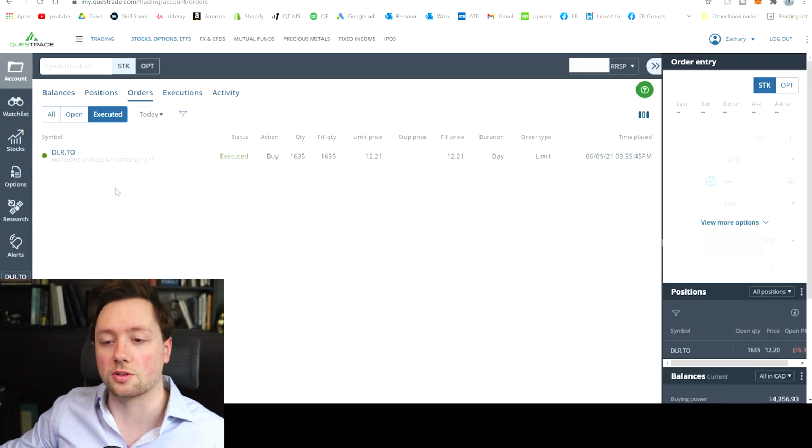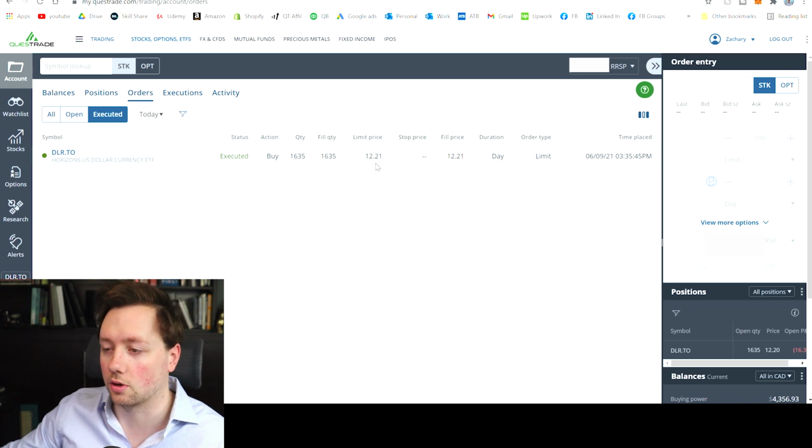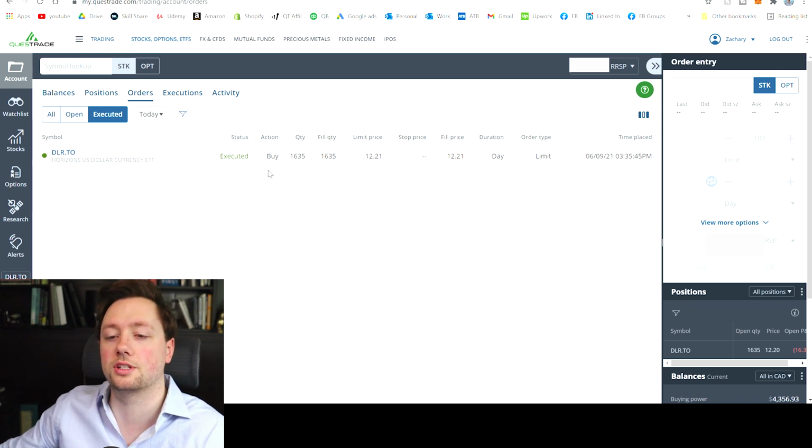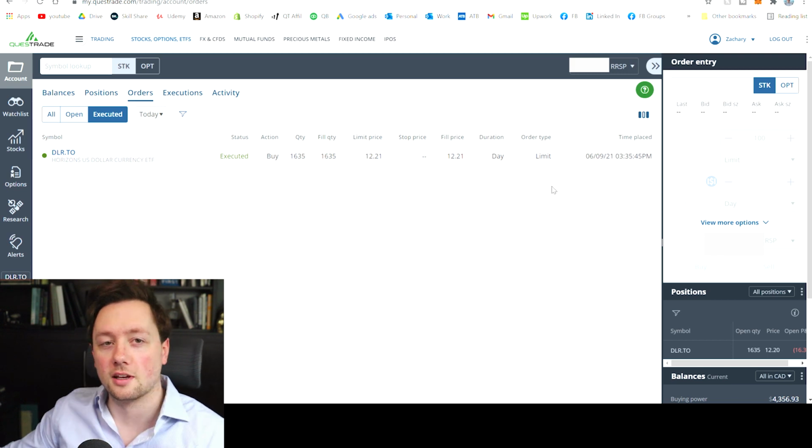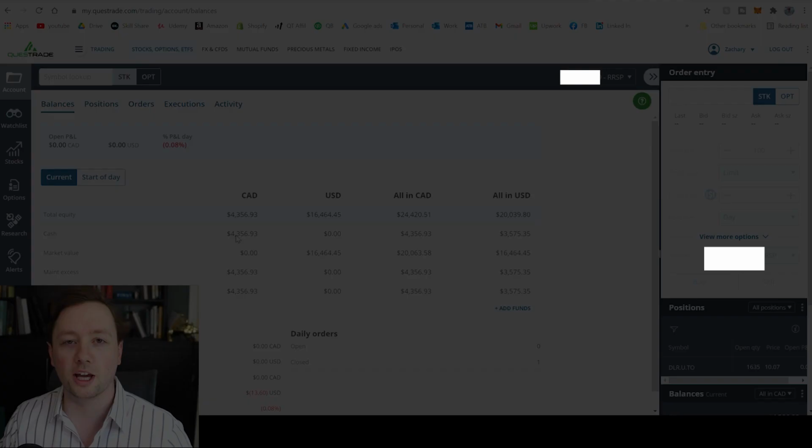Now when I go to my orders page, you can see that I have DLR.to, my order executed at $12.21. And as soon as this gets converted into the US version, I will be able to sell it, take out the cash, and then invest into the US securities. And I'll bring you guys back when that happens. Okay, you guys, we are back.